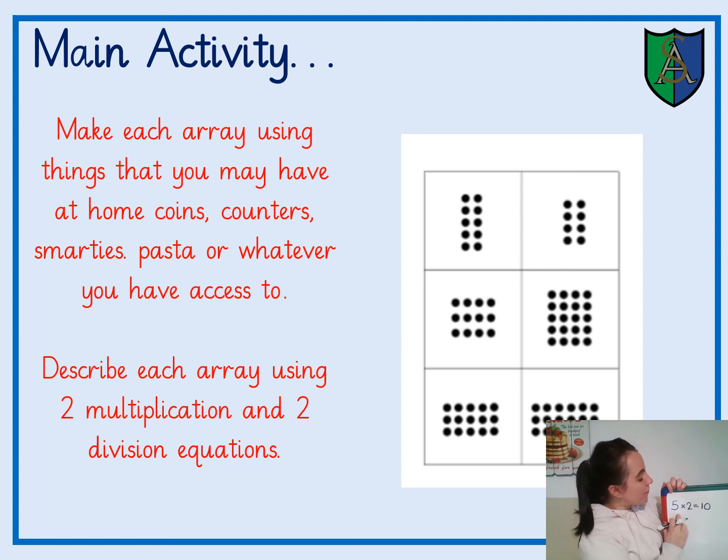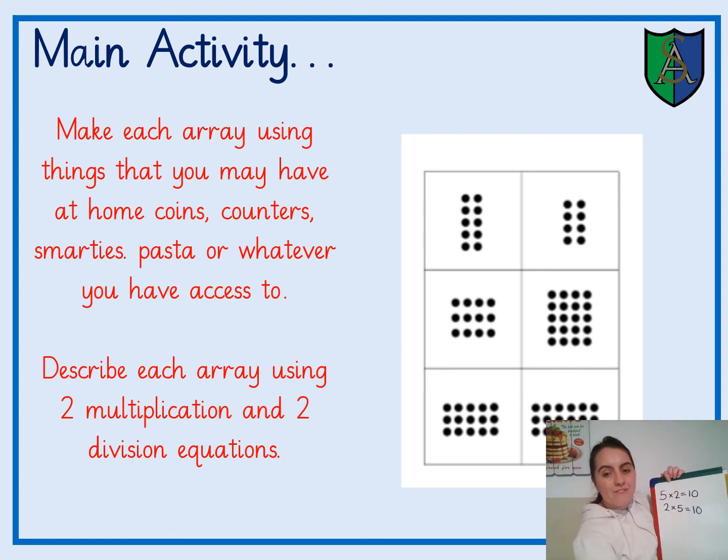Now, if I know that 5 times 2 is equal to 10, then I also know something else. I know that multiplication is commutative, so I can just swap those numbers around and I would get the same answer. That's another multiplication equation that I could write for this array. So I could also do 2 times 5 is also equal to 10. Amazing. Okay, now I have my 2 multiplication equations. I now need to think about my 2 division equations, okay?